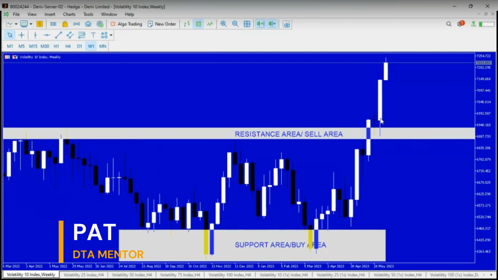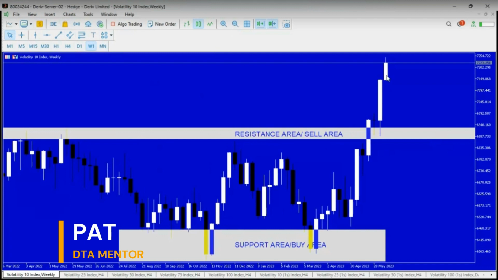And then last week, that area was tested again, or retested, only to go way up, confirming that breakout, guys. So there is a higher possibility that the market will continue to shoot straight up. I don't know for how long, but it will go up.